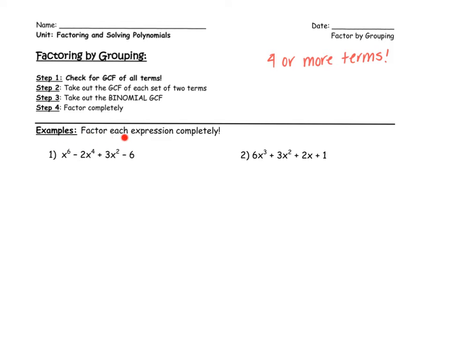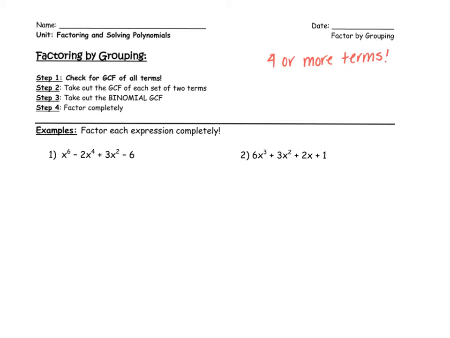It says factor each expression completely. So here are the steps. I'm going to walk you through how to do this example using the steps above. So the first thing that we want to do is check for a GCF of all terms. So if we look here, is there a number that we can divide all four terms by? I don't think so. I mean, one, but that shouldn't matter. How about x to the fourth, x squared? No, because there's no x squared term. So there's no GCF. So what we're going to do is factor by grouping.